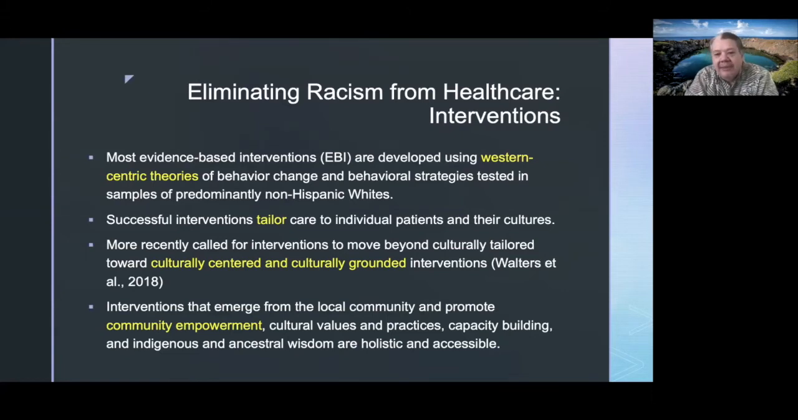And we need to think about how we can culturally tailor interventions that are more culturally centered and culturally grounded within the community. Interventions that emerge from the local community promote community empowerment. It promotes cultural values and practices. It promotes capacity building, and it also promotes our ancestral wisdom, which is holistic, and it is also accessible.